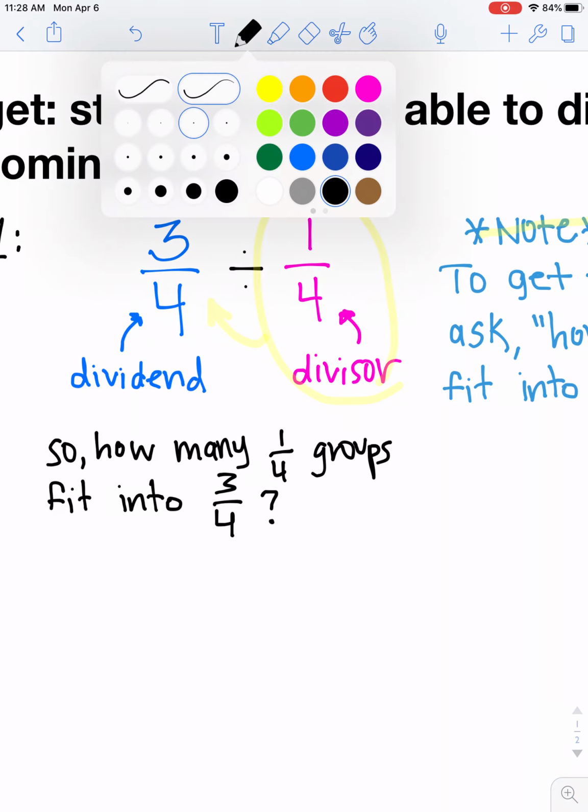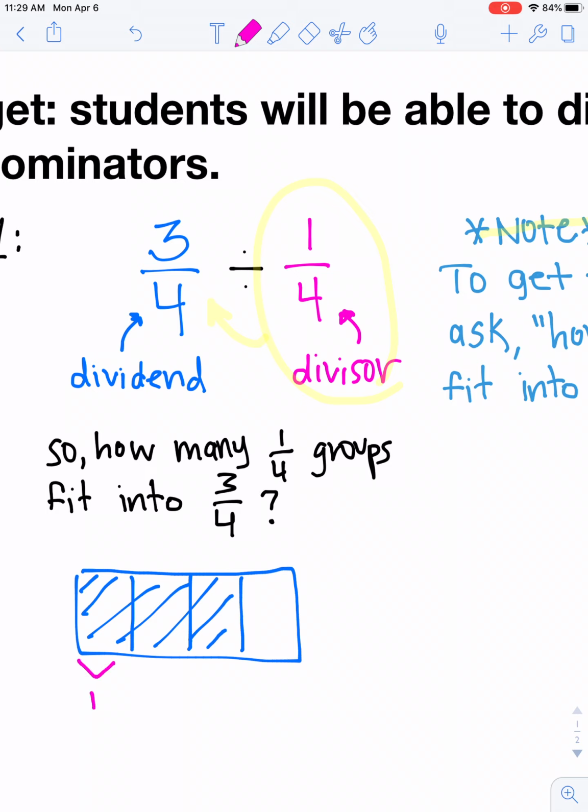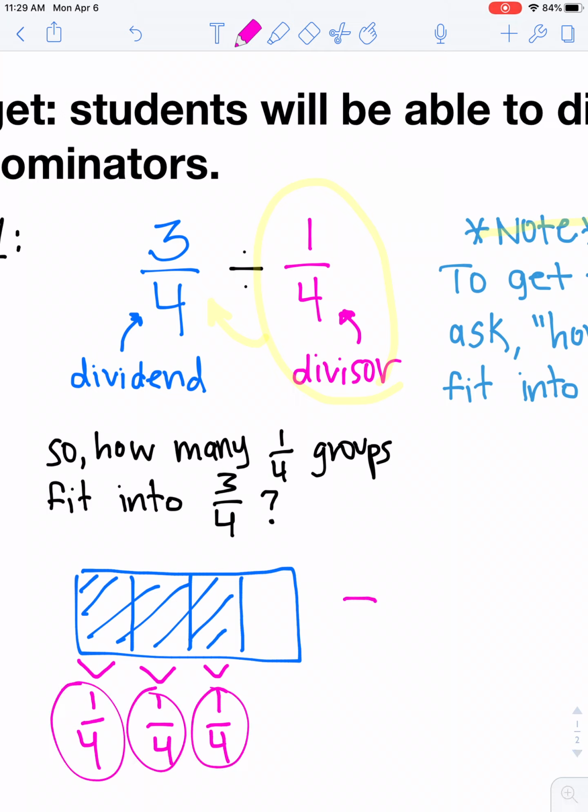So I'm going to start by drawing a picture. I have 3/4 here, and we're going to try and make this as equal as possible. I want to see how many times 1/4 will fit into this group. I have 1/4 right here, another 4th right here, and another 4th. So how many times can 1/4 fit? That's going to be 1, 2, 3 times. So my answer is going to be 3.